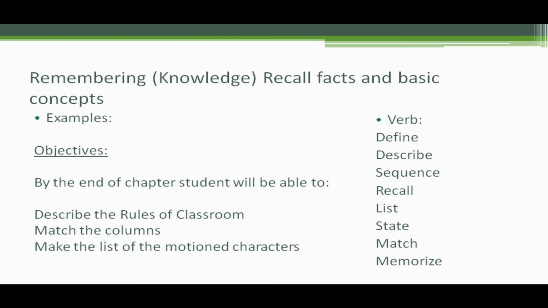At this remembering level, a teacher can assess the students by using these verbs: define, describe, sequence, recall, list, state, match, and memorize. These verbs can be used in a question paper when asking questions from students.